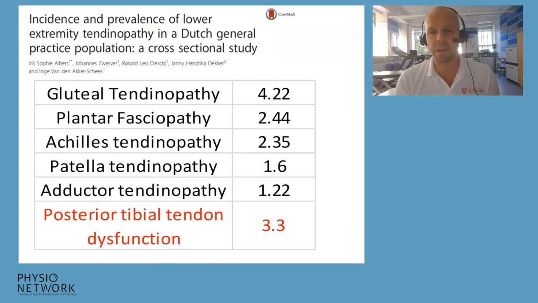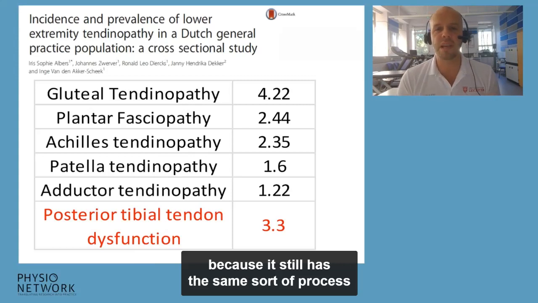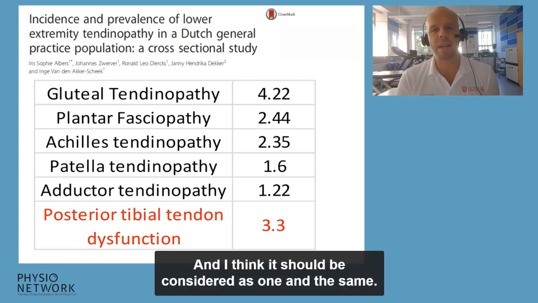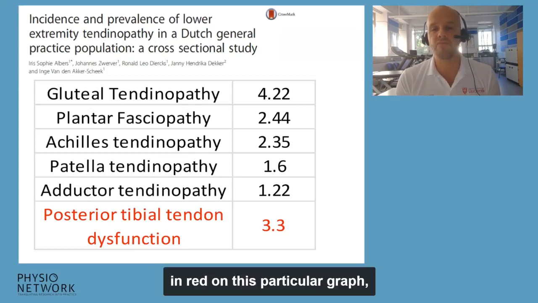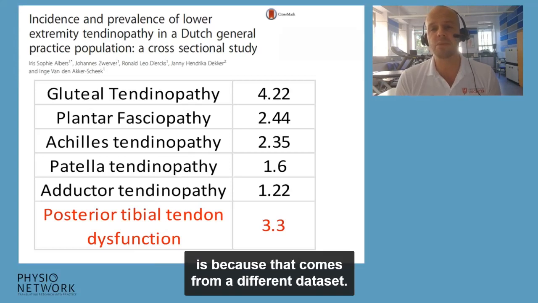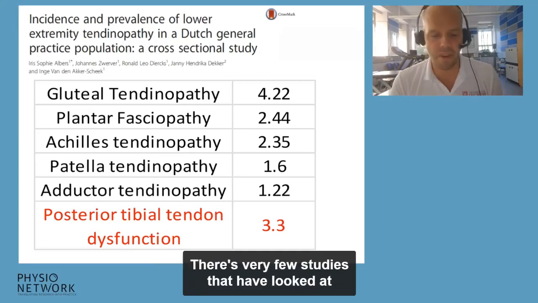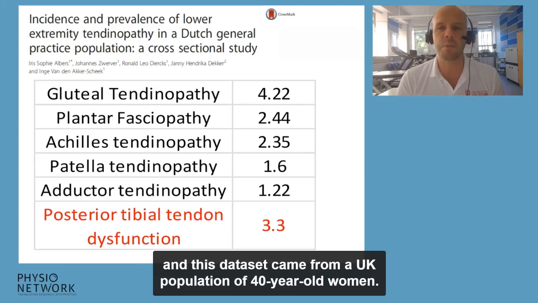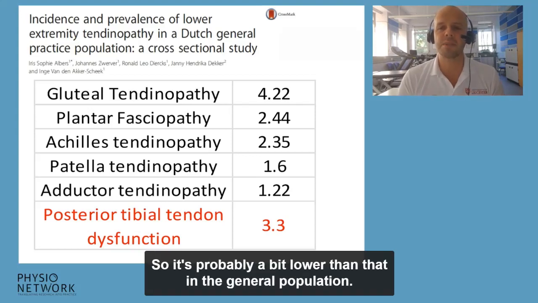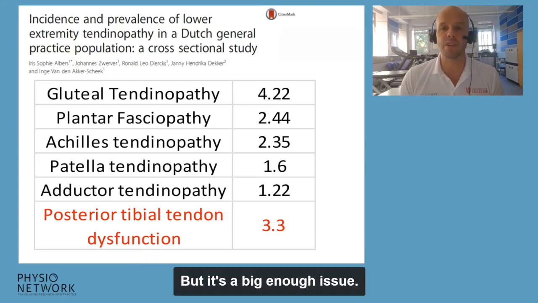Plantar fasciopathy is on there because it still has the same sort of process as a tendinopathy, even if it's a fasciopathy, and I think it should be considered as one and the same. And the reason we've got tib-post disorders in red on this particular graph is because that comes from a different data set. There's very few studies that have looked at tib-post prevalence or incidence rates, and this data set came from a UK population of 40-year-old women. So it's probably a bit lower than that in the general population, but it's a big enough issue.